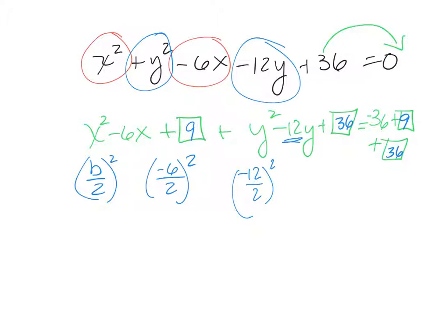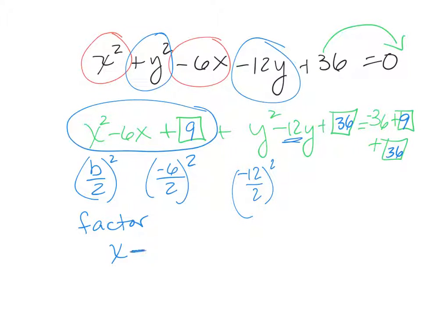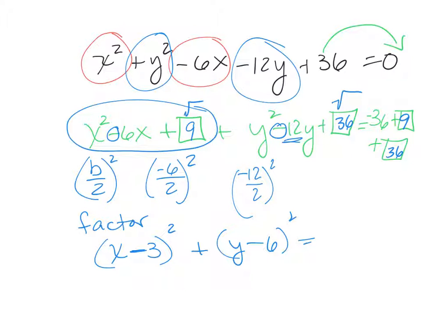So first you find your plus box, then you factor. This is a perfect square trinomial. It's going to be x, this sign here, and the square root of that guy here. So it's x minus 3 squared. And this is going to be y, this sign here, and the square root of this guy here. So y minus 6 squared. And then if you notice, there's a negative 36 and a positive 36. So just 9, right?